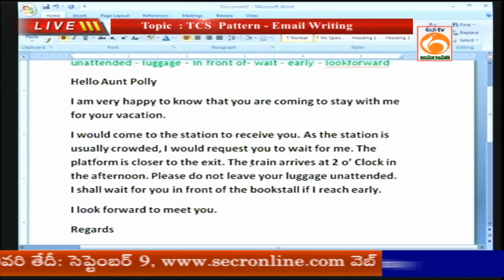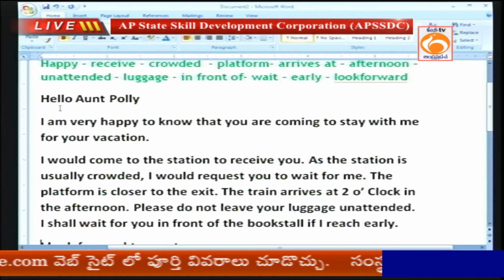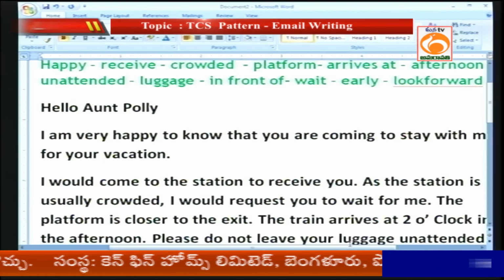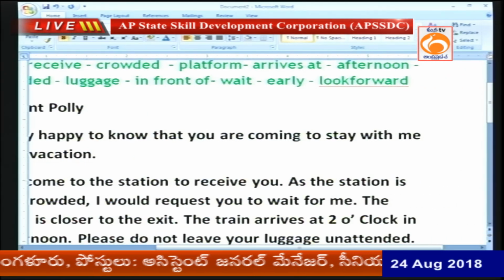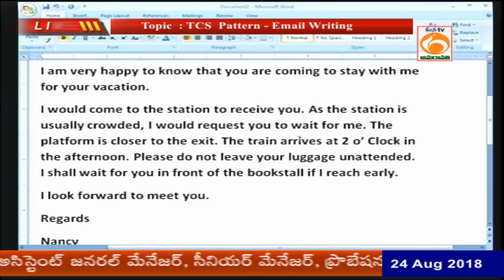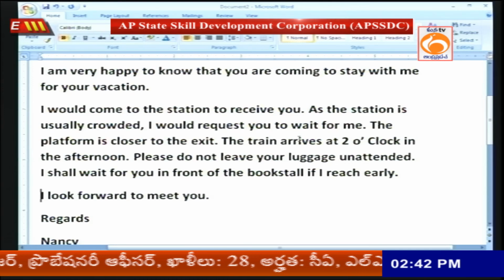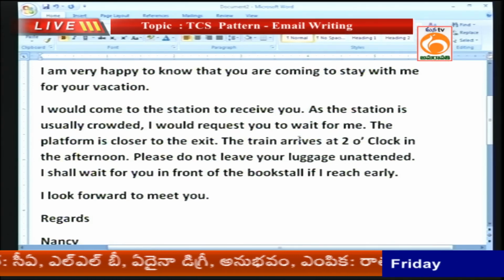If you look closely, every time I'm starting a new paragraph, it starts with a capital letter. Every time I'm using a full stop, the next word starts with a capital letter. These are basic common English. If you make mistakes on these areas in terms of punctuation, spellings, you will lose marks.